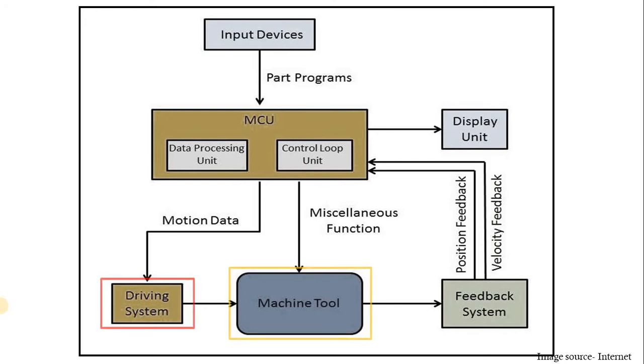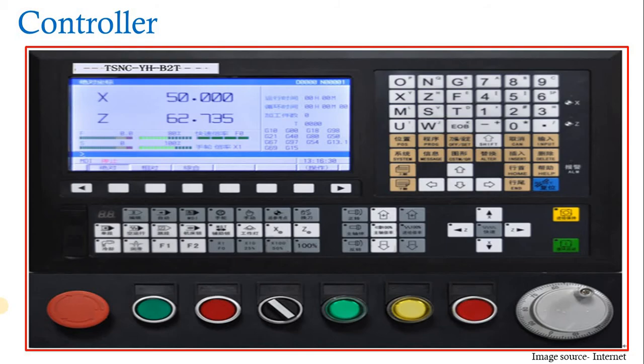So these are the components. Among them, first we are going to see the controller. This is the control panel. On this screen you can see the X and Z axis position of the tool at the work table. Also the program which is given can be seen here on the screen. This program can be edited at the machine side itself by using these alphabets and numbers.